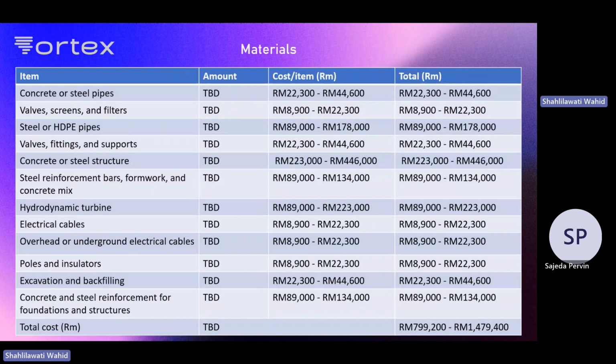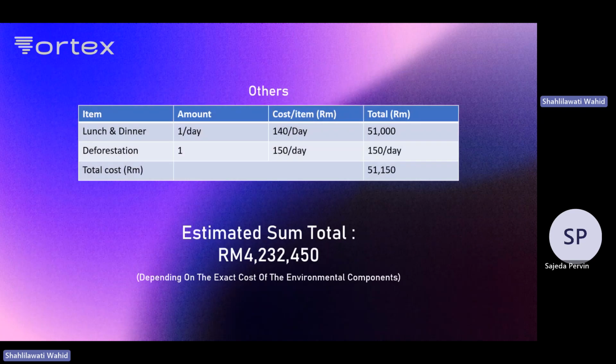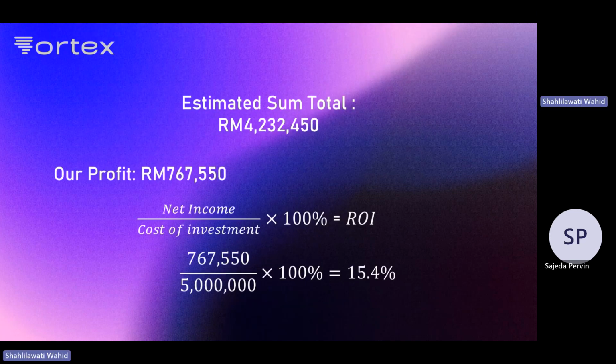All the materials needed. Note that all of these are to be decided because during the process of building a GWVP, the amount may increase or decrease. However, the maximum amount that we will spend will not exceed the second amount. And the value that we're using for our estimated cost is in the middle of these two values. And here are other costs, meals for the workers and deforestation. So the estimated total is around 4,200,000 to 4,800,000. But note that this value may also change. And this also means that we will earn a 760,000 ringgit profit, which means a 15% return on investment.